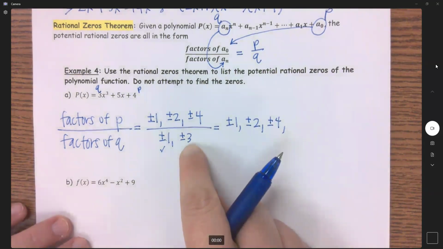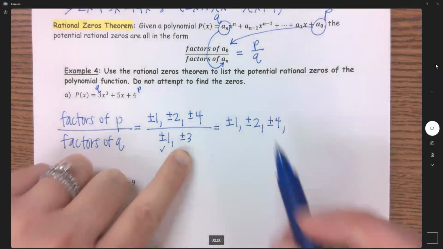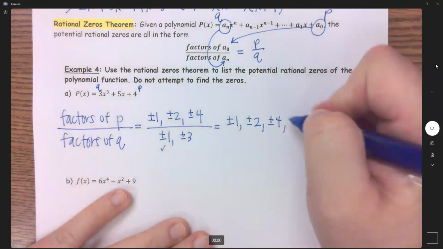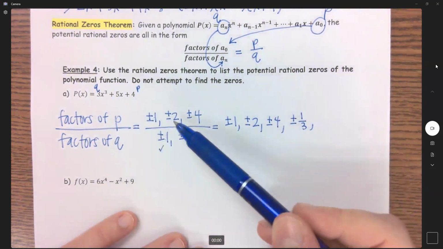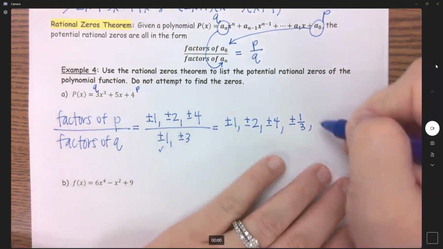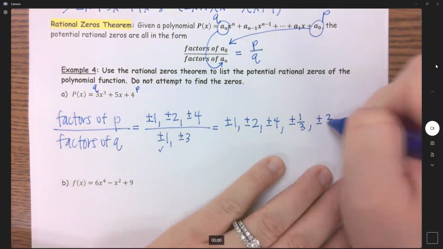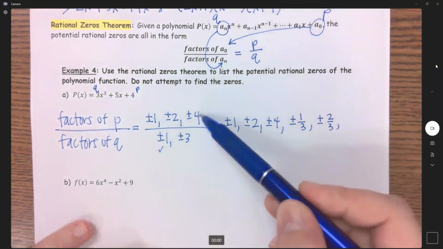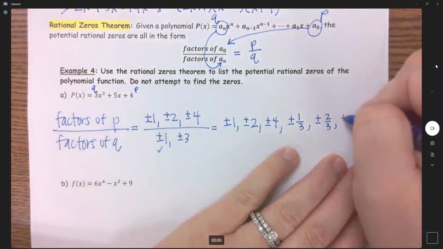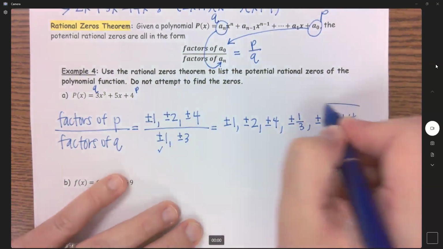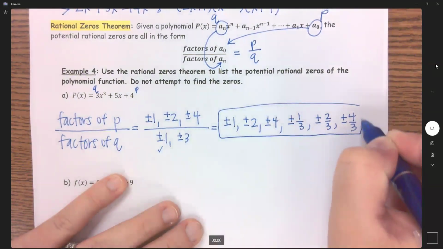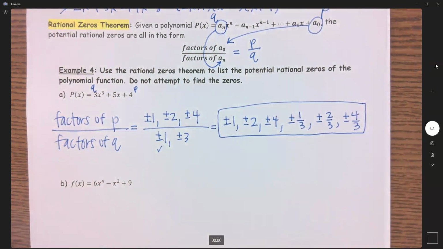So now let's move on to 3 and divide everything in the top by this 3. So 1 divided by 3 is plus or minus 1/3. 2 divided by 3 is plus or minus 2/3. And 4 divided by 3 is plus or minus 4/3. So this is my list of potential rational zeros.